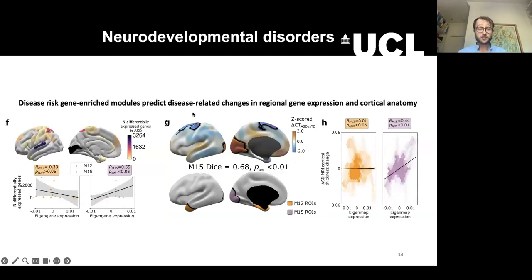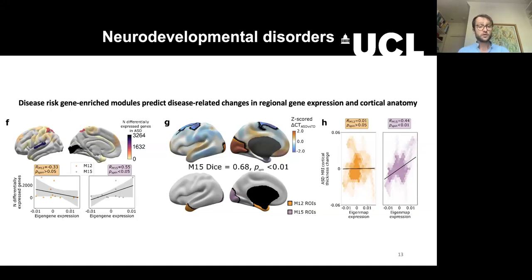Because we have these spatial maps for each of the modules, we can then keep zooming out and look at other types of pathology within ASD. This is a study that looked at the number of differentially expressed genes in a number of different cortical areas and identified that the visual cortex has a very high number of differentially expressed genes, whereas other areas, particularly in the frontal cortex, have much lower numbers of differentially expressed genes in ASD. When we compare this spatial pattern to our two ASD modules, M12 and M15, we find that it's M15, the gene expression regulation module, that most closely recapitulates this pattern of the number of differentially expressed genes.